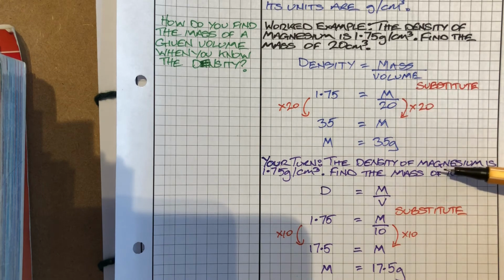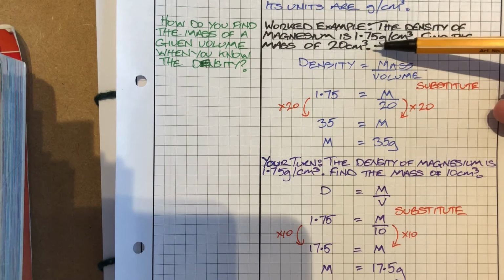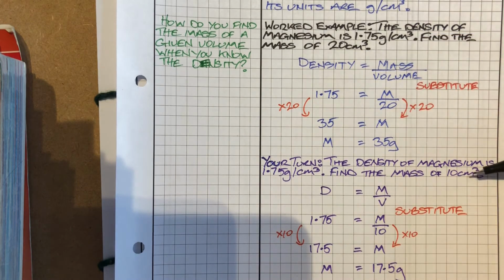Notice I've got 10 cubic centimetres here, 20 cubic centimetres here. This is twice as much as this. This answer is twice as much as this.